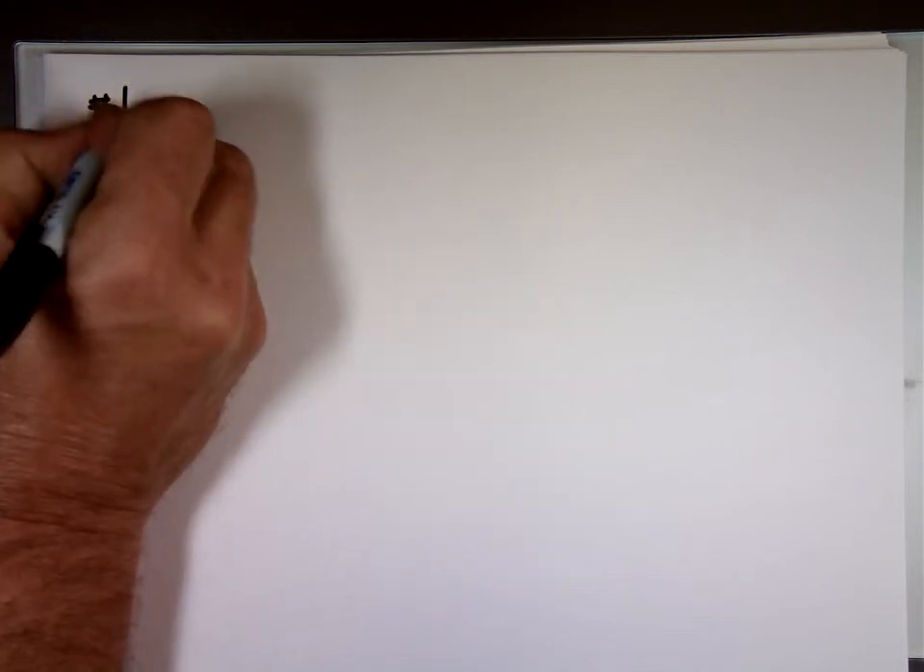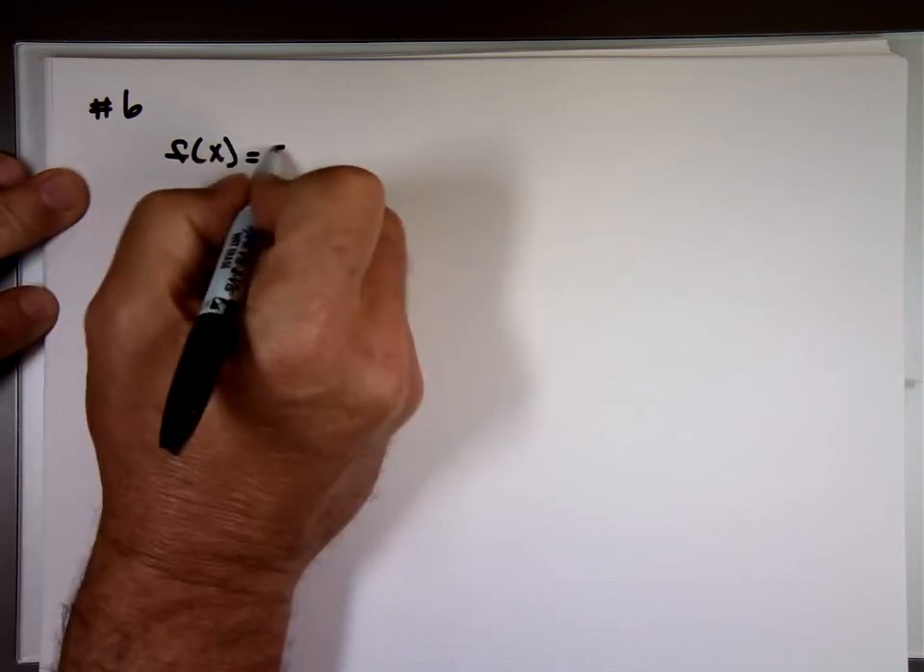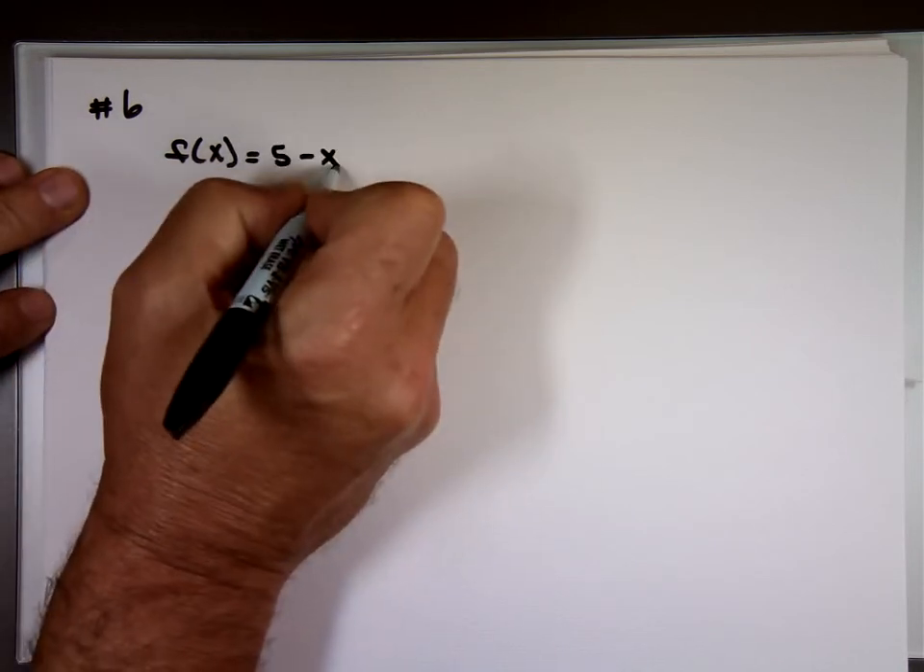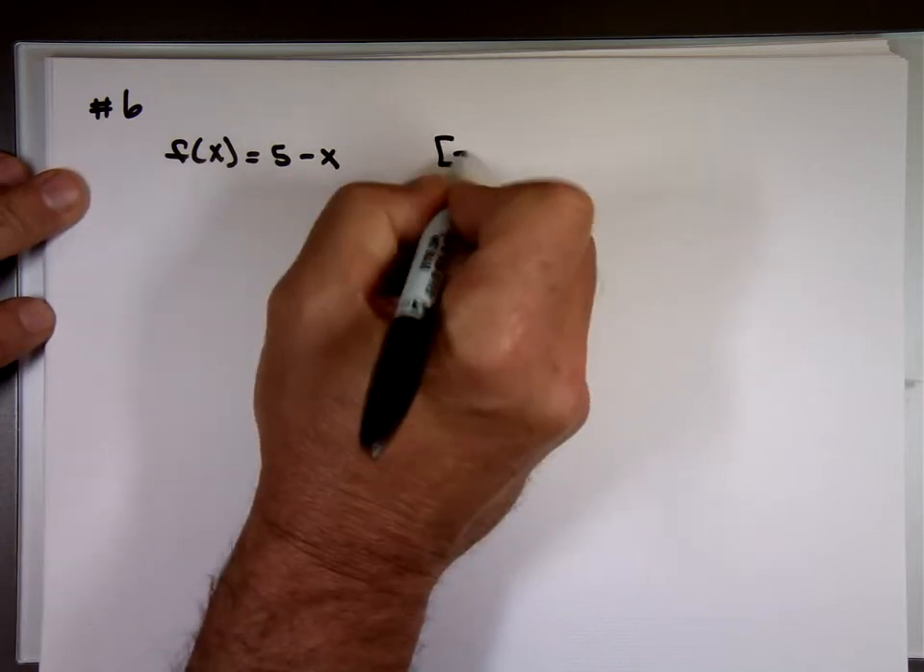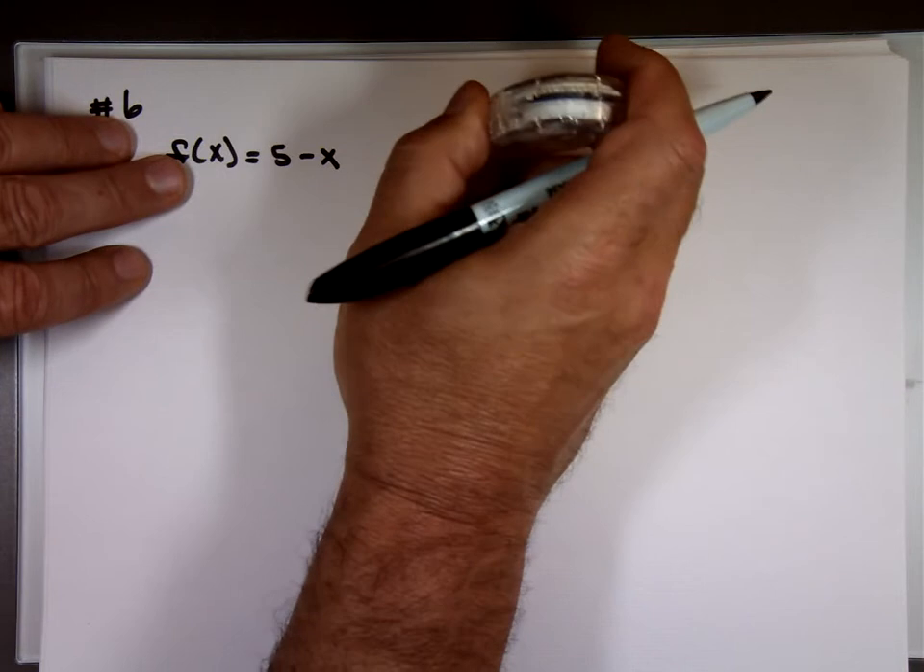The other question is number 6. In number 6, locate the absolute extrema. f of x equals 5 minus x, and it's from negative 2 to where? I mean negative 5, not negative 2. Negative 5 to 2.